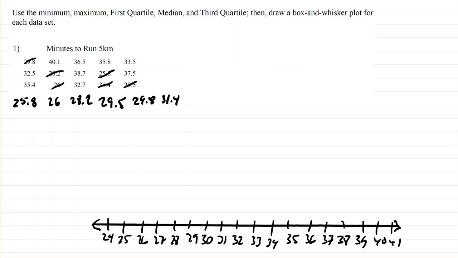Okay, looks like the 32s are next. So we got a 32.5 and a 32.7. Next thing we got is 33.5. Now we can do the 35s, and we got a 35.4 and a 35.8.